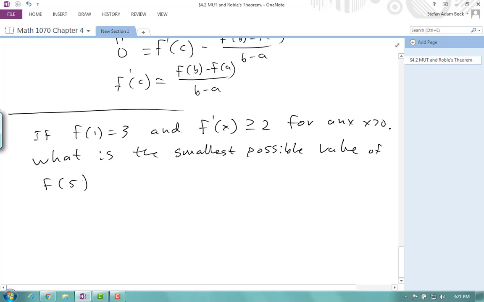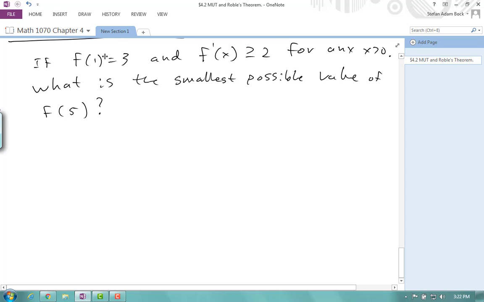So if I'm in a situation where I know the value at the start, and I know a minimum rate of change, or minimum speed, for example, I can estimate the minimum distance traveled.